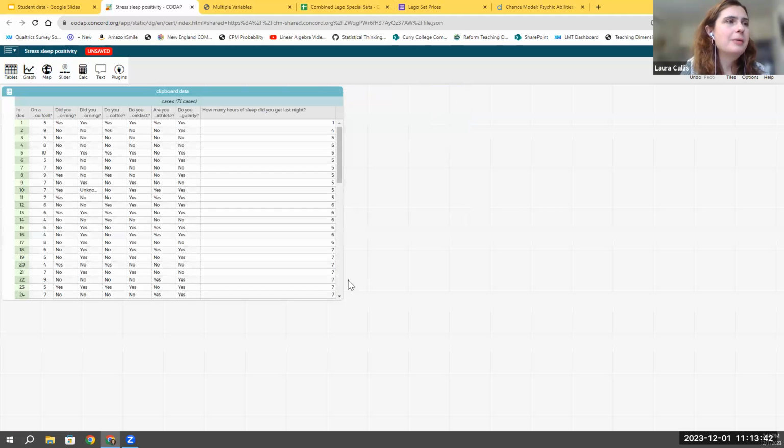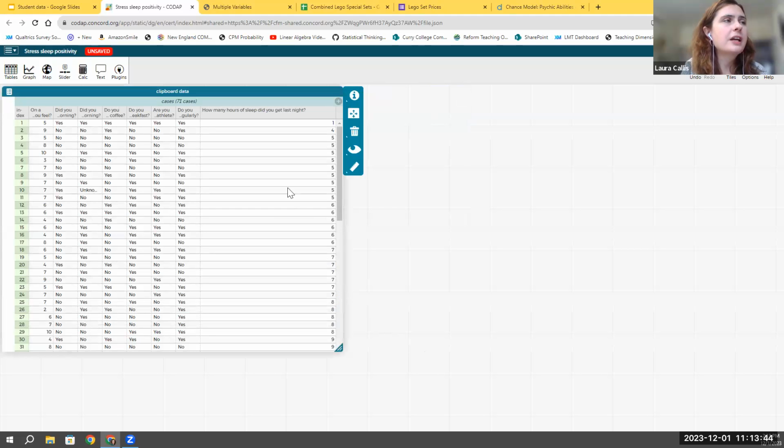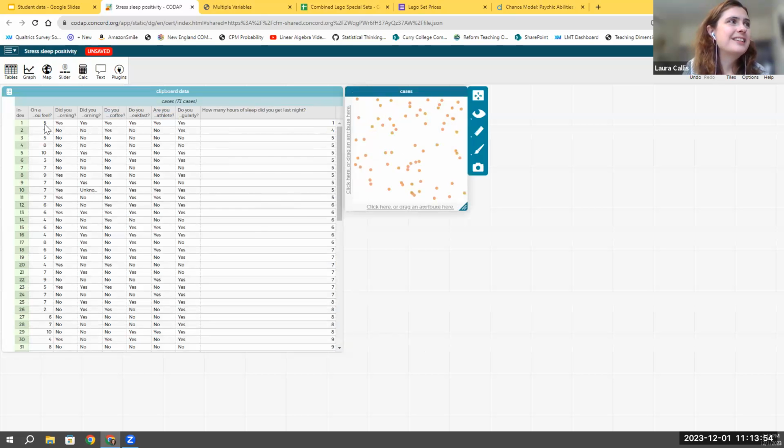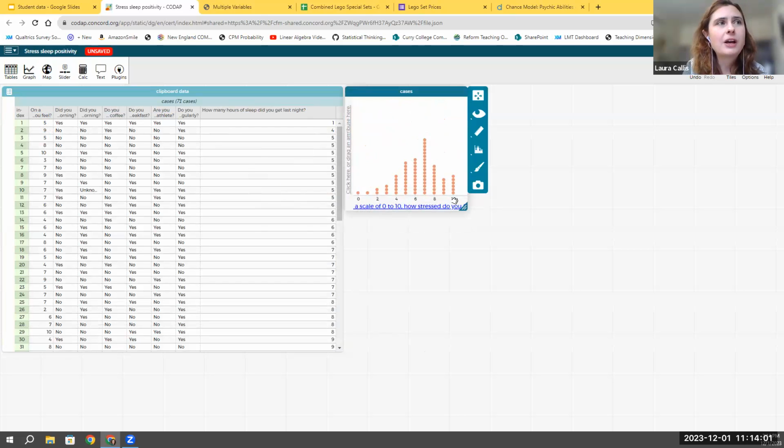But the nice thing about CodeApp is that you don't have to know what type of graph you want, and you don't have to know the name of the graph, and you don't have to know where to click. You just click graph and say we're interested in stress. So I just drag stress over and let go, and it's created a graph for me of how stressed students feel. I ask students to find a dot that might represent them so they can understand what the data is.